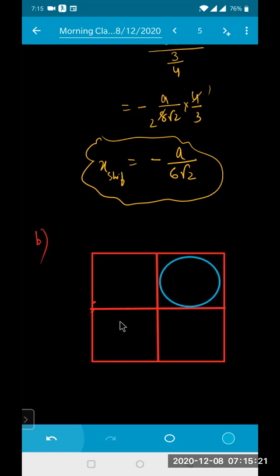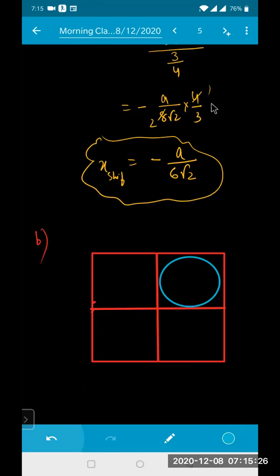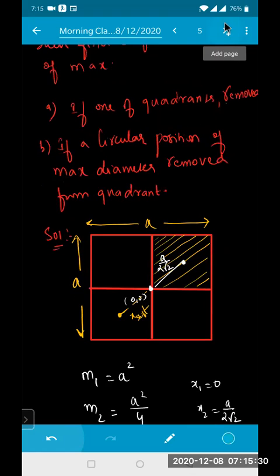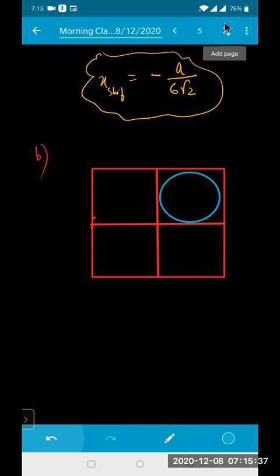This much part is removed. Okay? Now see what the question is asking. If a circular portion of maximum diameter is removed from the quadrant, we have taken the maximum diameter from this quadrant. So the distance from here to here, what is the diameter? The whole is a, so this is a/2. This one is a/2 and this center will be ready.